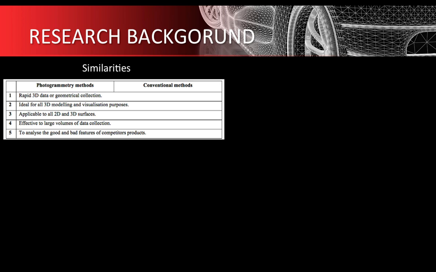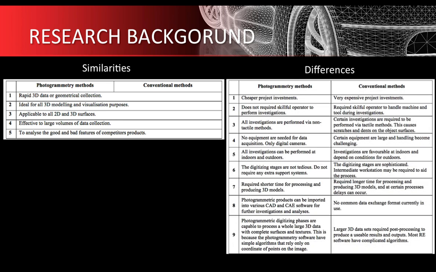They are very effective for large volumes of data collection, and they are capable of analyzing good and bad features of products. However, the difference between both methods is that photogrammetry methods are much cheaper compared to the conventional methods. The digitizing stages are not tedious, and photogrammetry does not require any extra support system compared to the conventional methods, where the digitizing stages are very tedious and an intermediate workstation may be required to aid the process. Also, photogrammetry requires shorter time for processing and producing 3D models compared to the conventional methods.